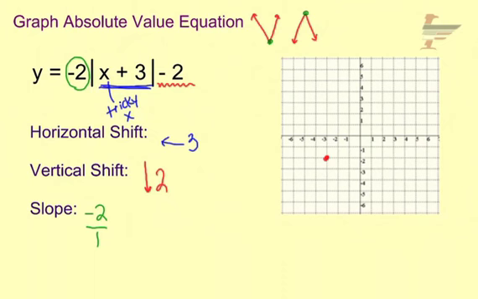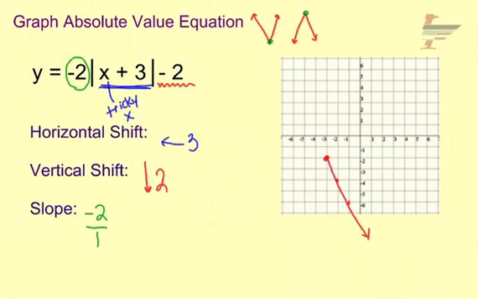So from our vertex, let's do a -2 over 1. So down 2, to the right 1. Down 2, to the right 1. Here we have the right side of our V.